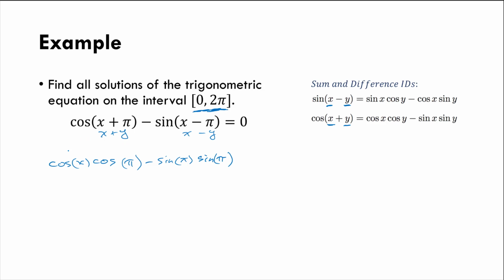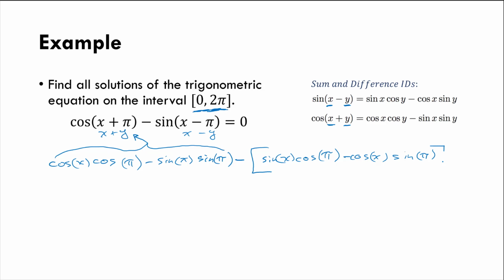Okay, all of that is just this first term, cosine of x plus pi. Minus now, because we got a minus sign here, I'm going to bracket this, so we don't get confused with our signs here. I've got our sine identity that says sine of x times cosine of my y, which is going to be pi, minus cosine of x times the sine of y, which in this case, again, is pi, okay?